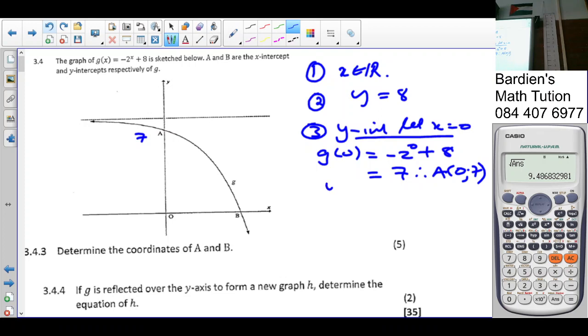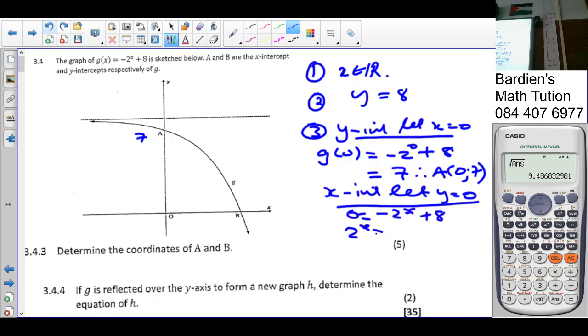Alright, so we got the y-intercept. What do you do for the x-intercept? Let y equal 0. So we get 0 is equal to negative 2 raised to x plus 8. So 2 to the x is equal to 8, which can be written as 2 cubed. Therefore x is equal to 3.